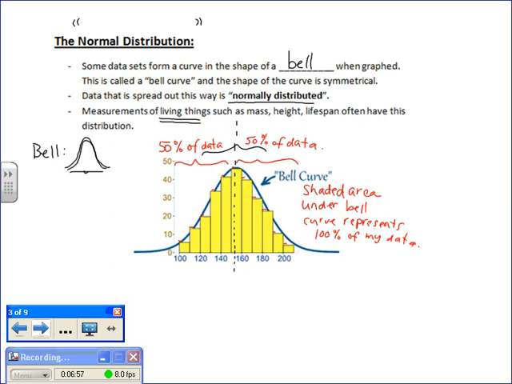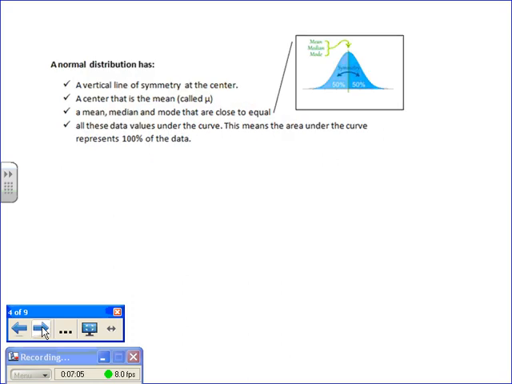Let's go ahead and talk about some important things that we need to know about this normal distribution curve or bell curve. There are some things that are always true about a bell curve or data that's normally distributed. First of all, there's a line of symmetry right at the center. Here's the line of symmetry right here, the green line, right in the center there. That line of symmetry represents the average.